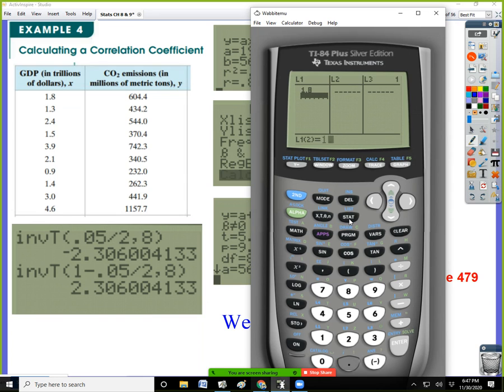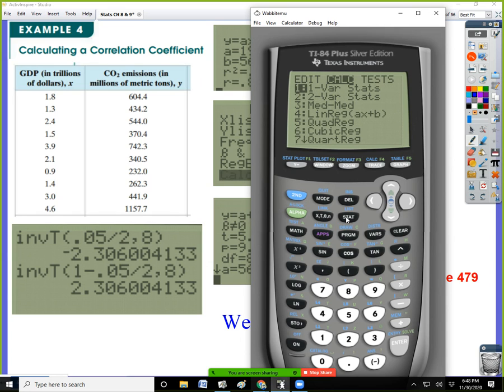So now I put in my 1.8, 1.3, 2.4, 1.5, 3.9, 2.1, 0.9, 1.4, 3, and 4.6. I go over here, 604.4, 434.2, 544, 370.4, 742.3, 340.5, 232, 262.3, 441.9, 1157.7. So again, they're the same length, but thank God, right?